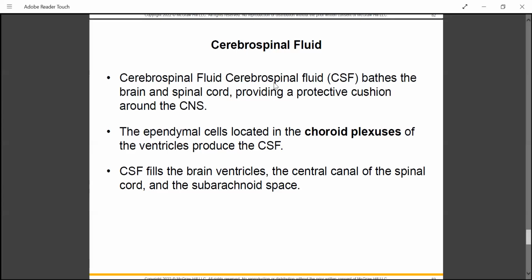Remember back from the beginning of our chapter when we talked about the glial cells, we have ependymal cells in our choroid plexuses. You don't really need to know much other than the choroid plexuses are where cerebrospinal fluid is produced by the ependymal cells.